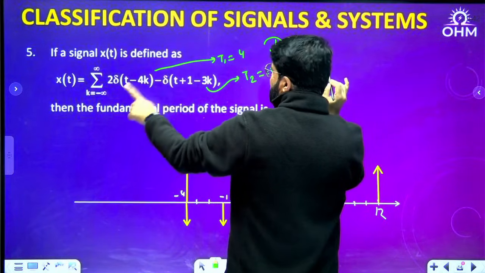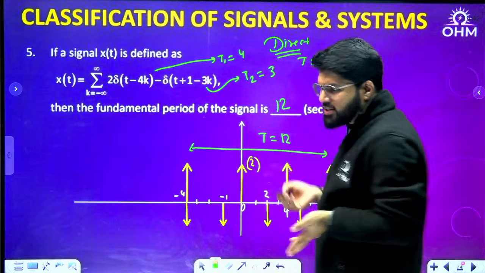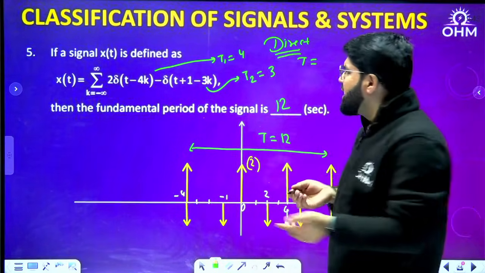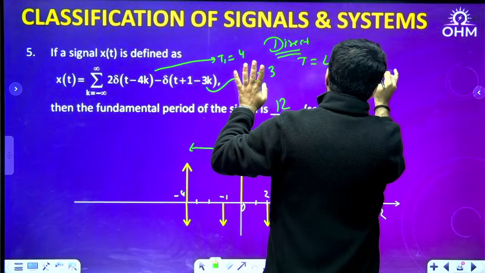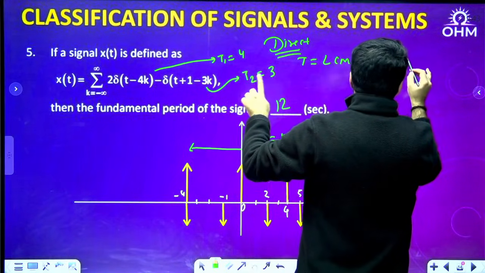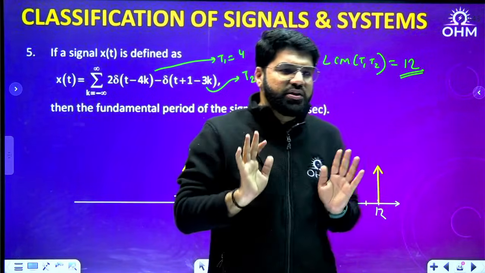So what is the time period? It is the addition of two signals. Is the ratio of time periods rational? Yes. The ratio of time periods, 4 by 3, is rational. Then the final answer is the LCM of T1 and T2, and the LCM of 4 and 3 will be 12. That is a direct way of approaching this question.